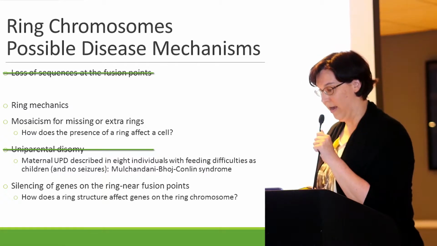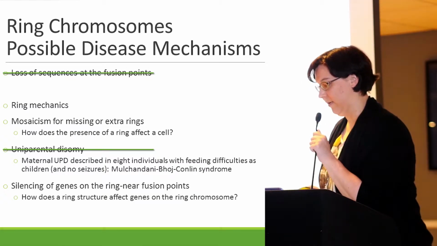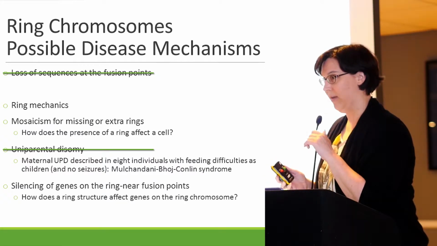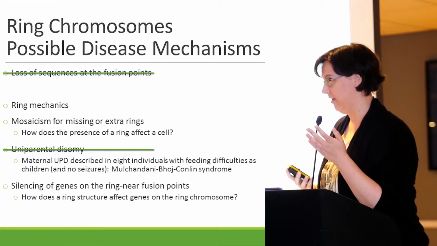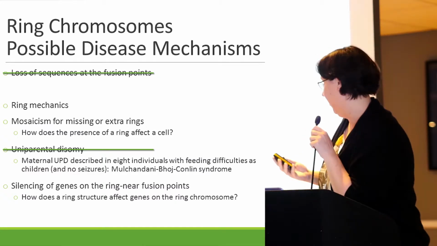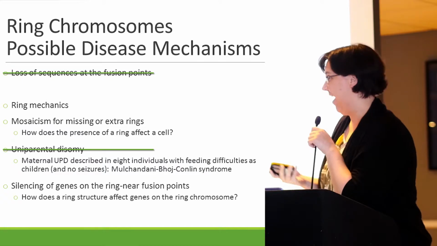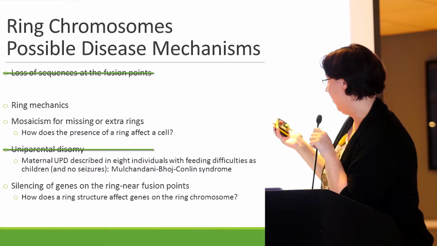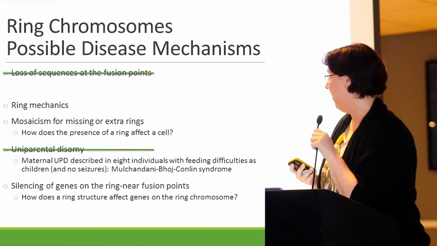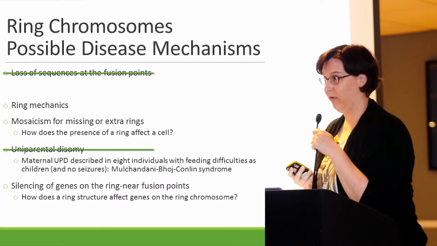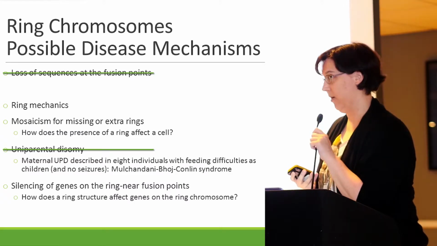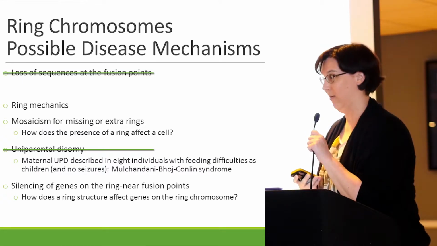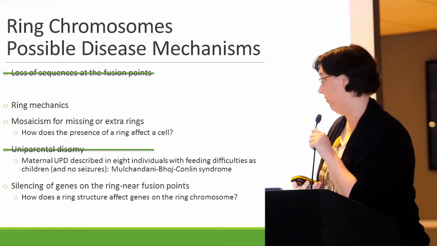Another possibility was that sometimes you lose a ring and you copy the normal chromosome, and now you have two chromosomes that are identical to one another, which is uniparental disomy. But I think we can rule that out too, because recently I was part of a group that found several patients that had maternal UPD. They had two copies from their mother, and they have a completely different phenotype. They don't have seizures. So I really don't think it's the uniparental disomy either.